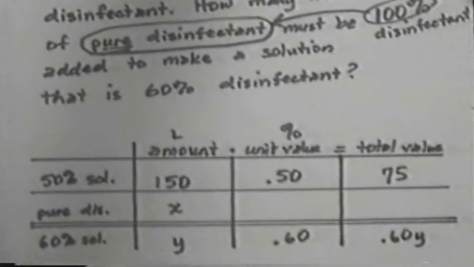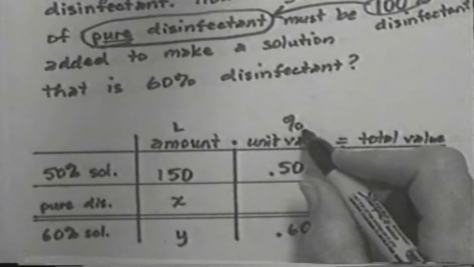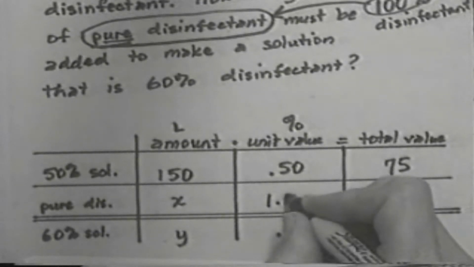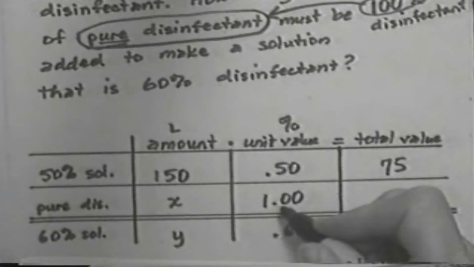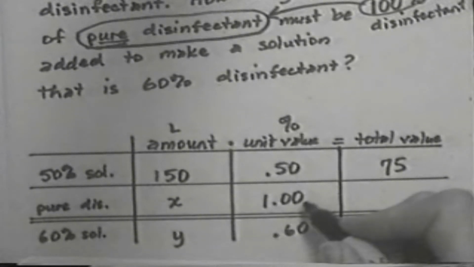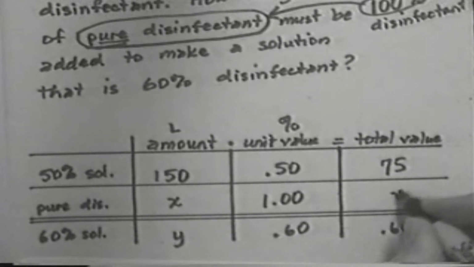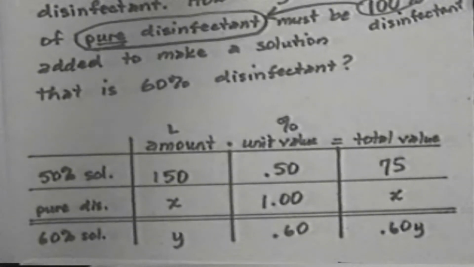How many liters of pure disinfectant? The pure disinfectant is 100% disinfectant. How do we write 100% as a decimal? 100% is 1.00 to 2 decimal places, or simply the number 1. Then, the amount times unit value equals the total value. X times 1 is 1x, or simply x. Now every space has been filled.